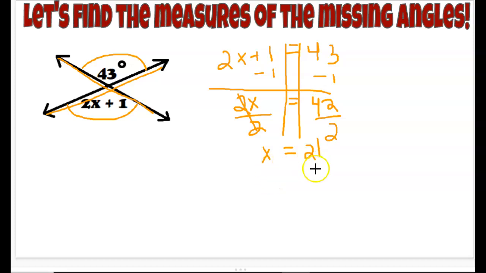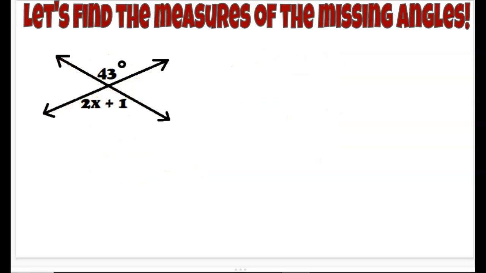So in this case, we know that x is 21 degrees. And if I substituted 21 in for x, and I checked to make sure it worked out to be the same as the other angle, 2 times 21 is 42. 42 plus 1? Yep, you got it. It is 43. Okay, let's pause and go to the next one.